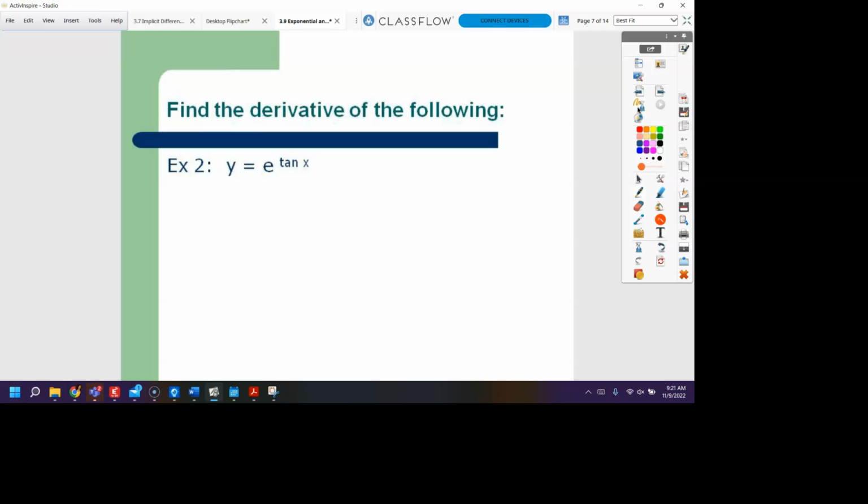Y equals e to the tangent of x. So again, your derivative is e to the tan x times derivative of that power. Derivative of tangent is secant squared x. So that's, if you put it in a nicer order, secant squared x e to the tan x.